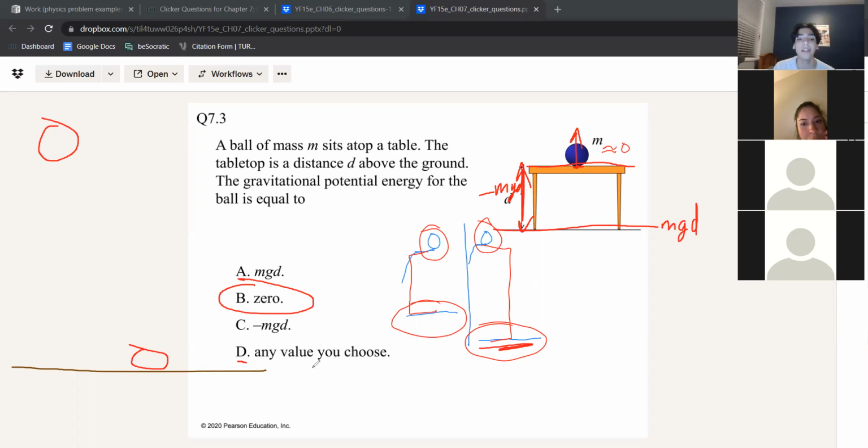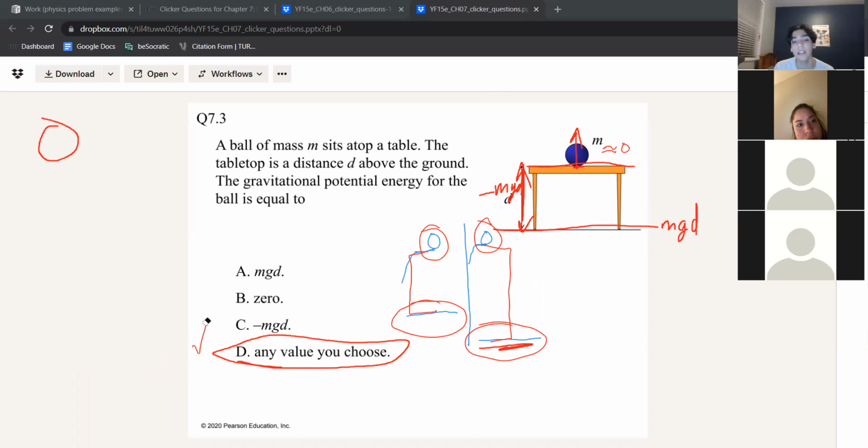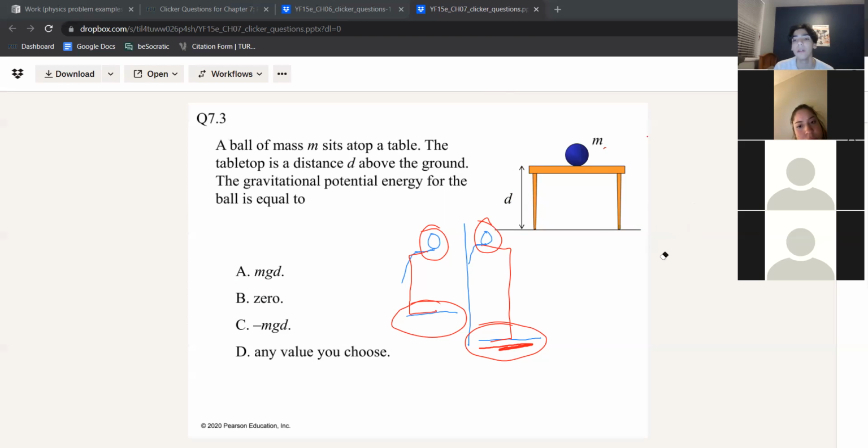So I think it's any one of these values, or at the very least two of them. Because if we use the reference line to be the table, it'd be 0. But if we use the reference line to be the floor, it'd be mgd. So I think it's any value we choose. But if you think it's a specific one, then state your piece. I agree with you. I'm just looking forward to seeing what it is. Let's just check it, because that's what matters, that we learn.